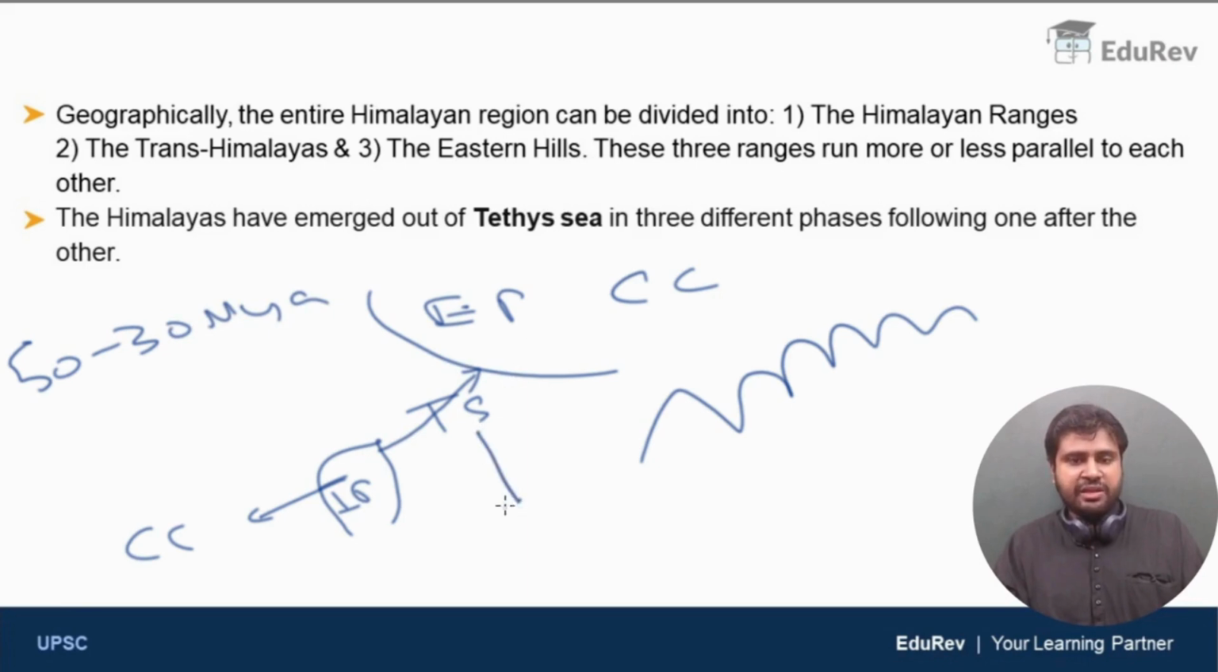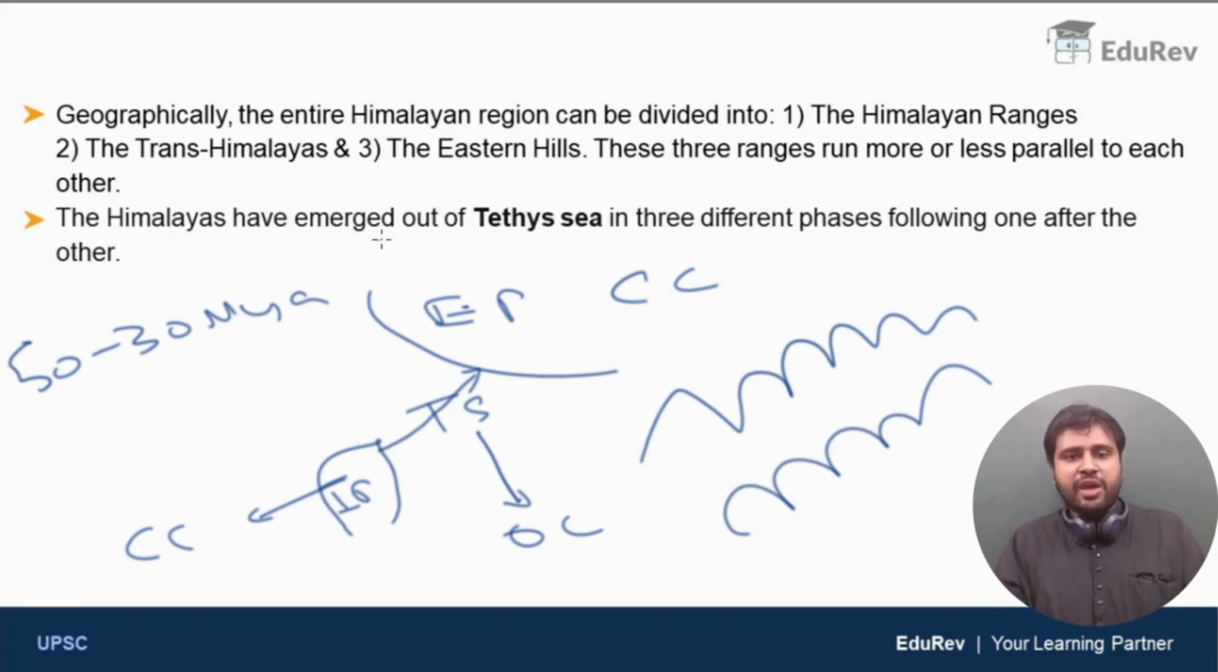So when you say Tethys Sea, it means oceanic crust. Okay. So when the Indian plate came close to the Eurasian plate, the oceanic crust of the Tethys Sea got compressed and it got uplifted. So the compressed crust formed a series of folds, and those folds are nothing but the Himalayas. So the Himalayas have formed out of the oceanic crust of the Tethys Sea. That is the reason we have this point here.